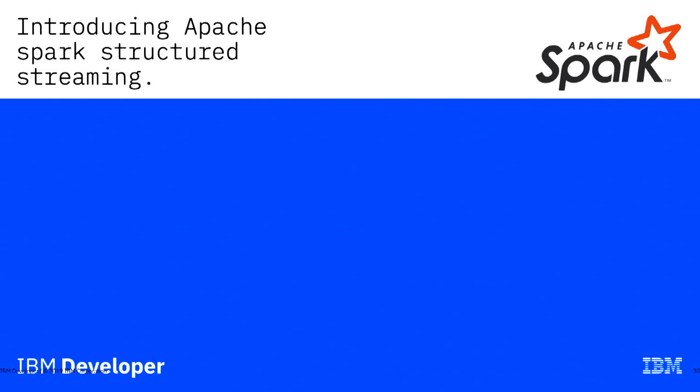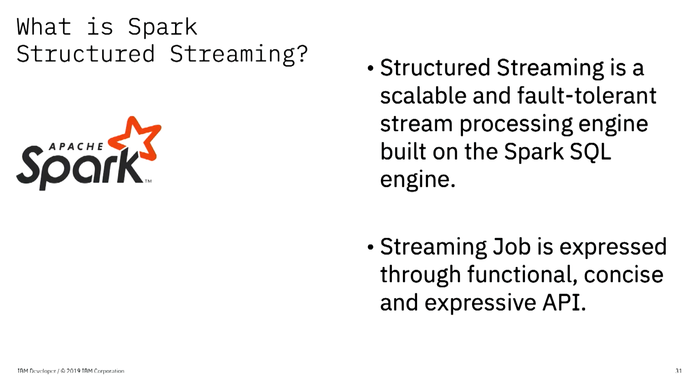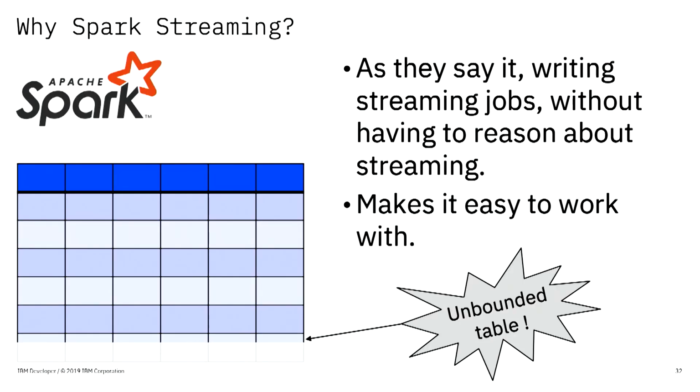Next is Spark structured streaming. Given the popularity of Spark, it's already well known. It's a scalable, fault-tolerant stream processing engine built on Spark SQL. It lets us write very expressive, concise, functional code. And above all, as I said, it makes writing a streaming job easy without having to reason about streaming.